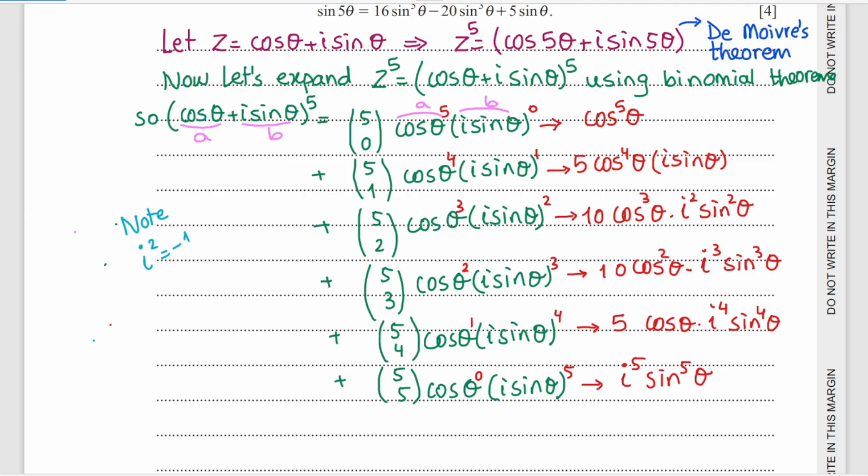Examiners expect you to know i squared equals minus 1, i cubed equals minus i, i to the 4 equals 1, and i to the 5 equals i. They won't remind you, and sign errors usually come from this.